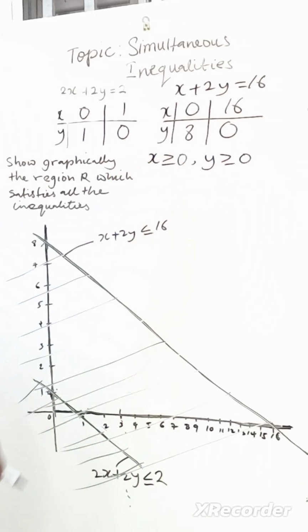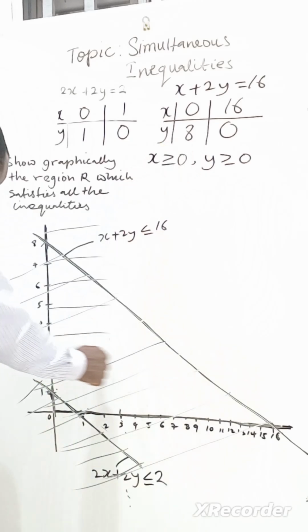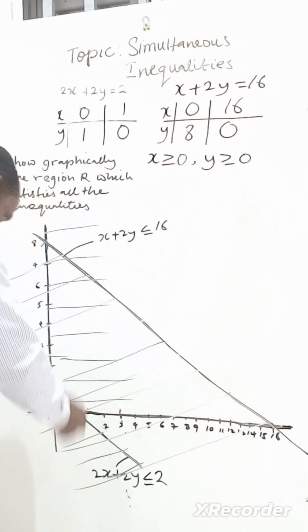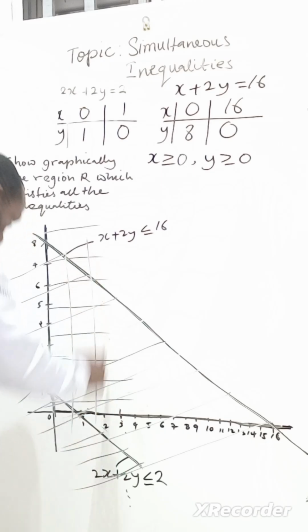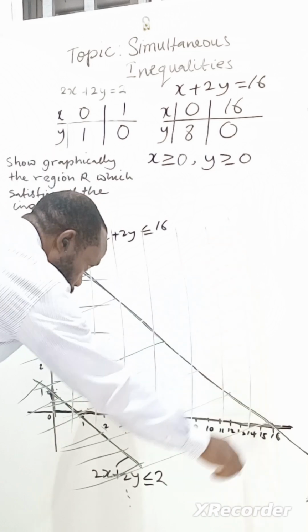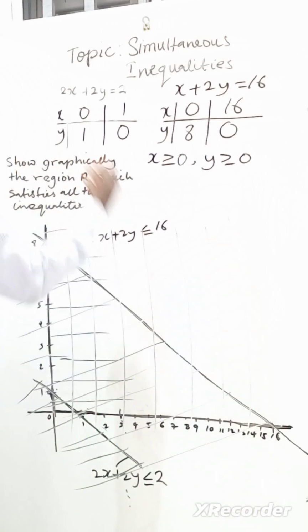For x greater than or equal to 0, which is a vertical line, that is the entire y-axis, I'm going to shade to the right because it is greater than or equal to. Then for y greater than or equal to 0, which is the entire x-axis, I'll shade in this direction because it is greater than or equal to 0.